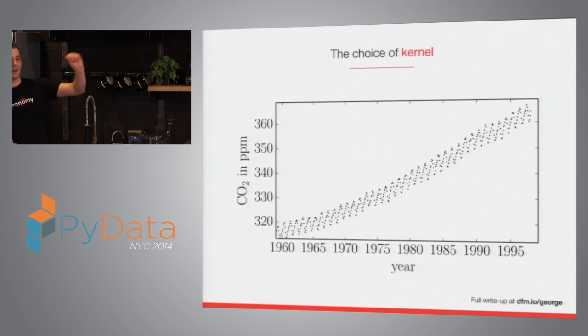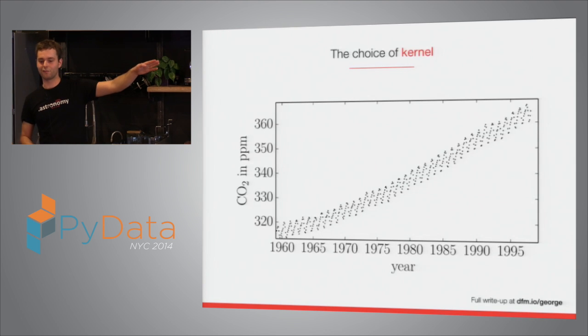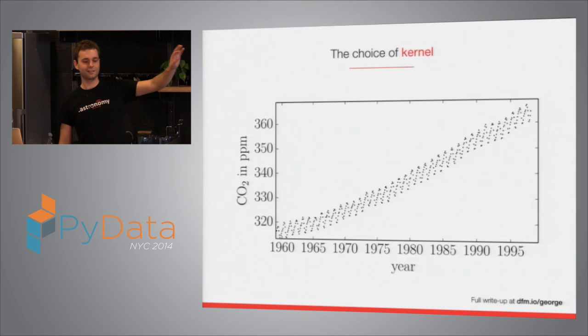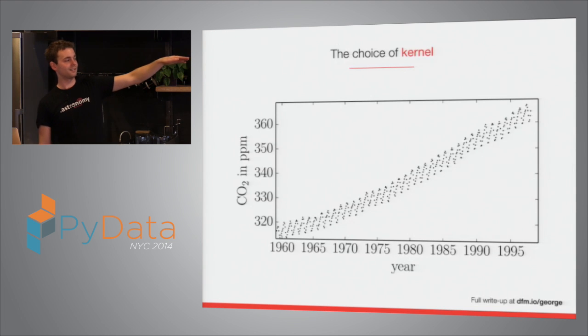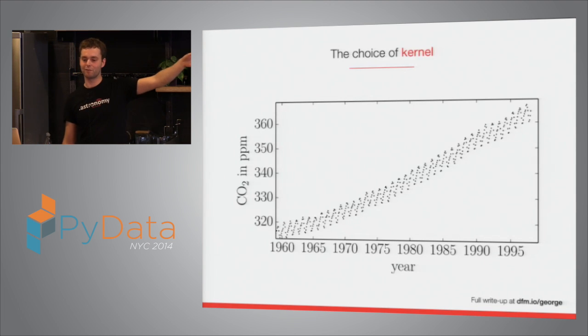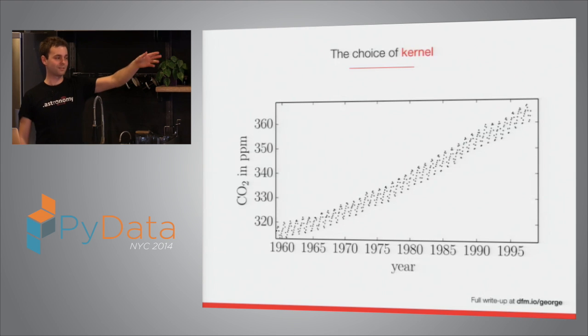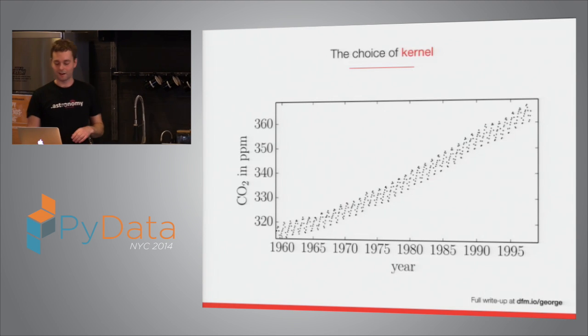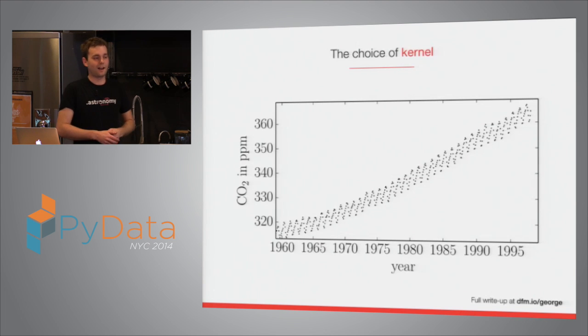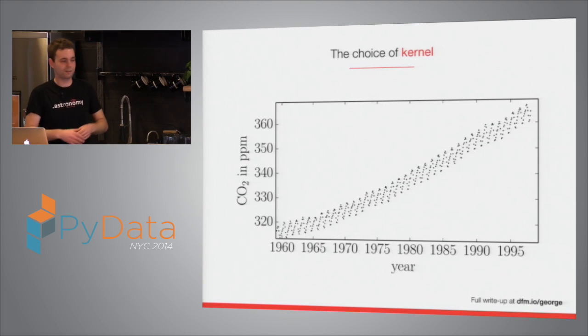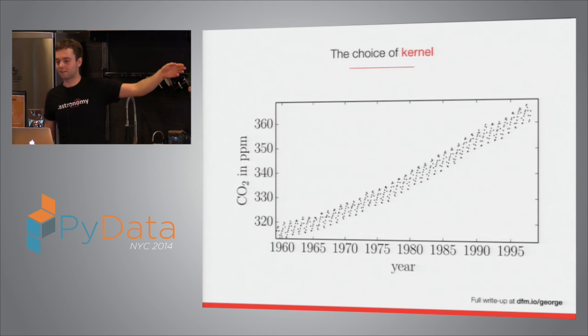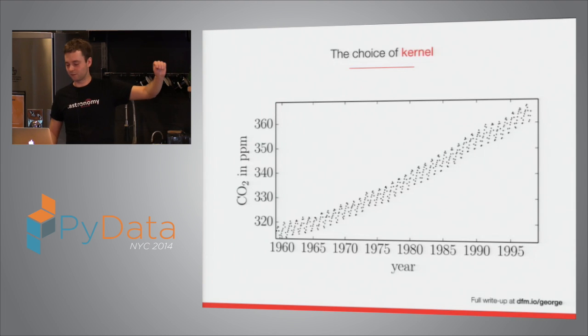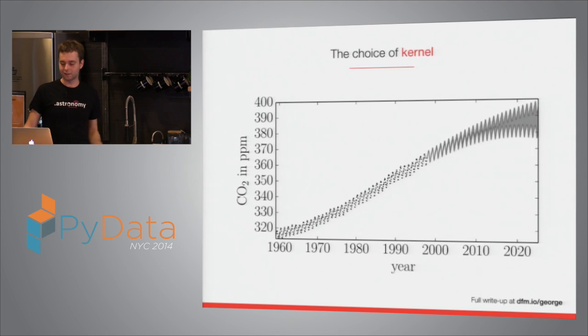So this is the standard example that's given in every Gaussian process demonstration. This is the CO2 levels on the top of Mauna Loa in Hawaii as a function of time. And what people do is they use a Gaussian process that has 20 parameters or something and extrapolates this function, so predicts into the future. And that would look something like this.